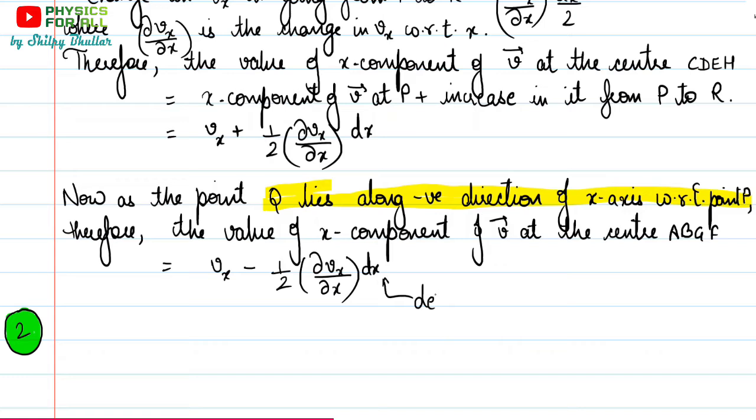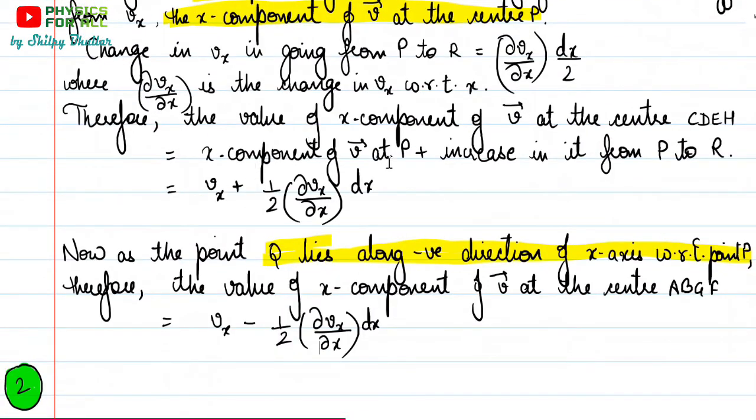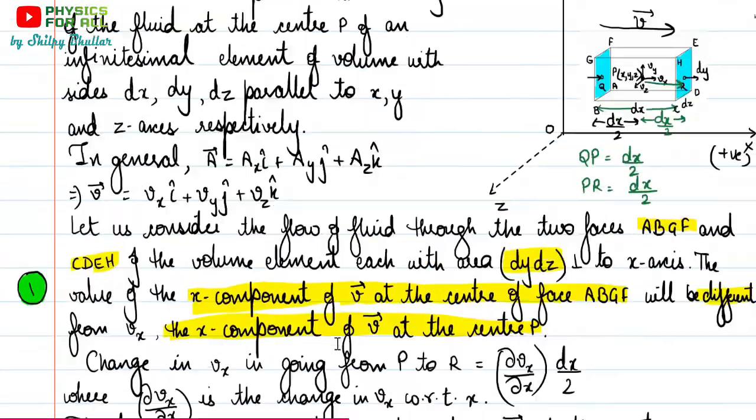Or you can say either way, this also represents the increase in the value from Q to P, but since we are considering P as a reference point, either we are looking toward the right of P or toward the left of P. So this value is the same, but the only difference is that Q is lying along the negative direction with respect to P, and that's why we have to write the minus sign. Otherwise everything is the same. The x component of V at P is always Vx, and the increase would also be curly Vx by curly x.